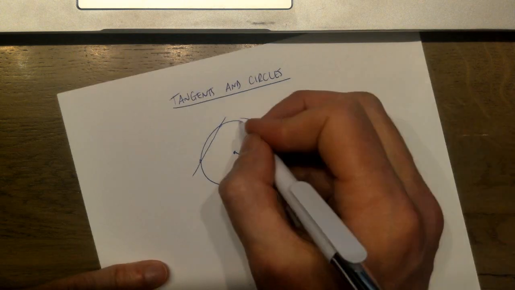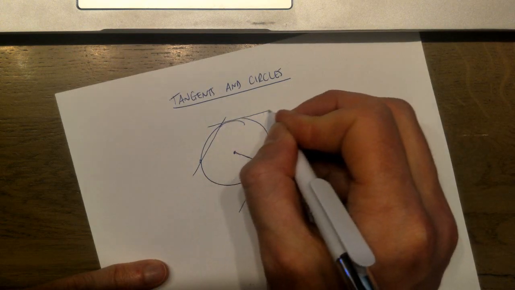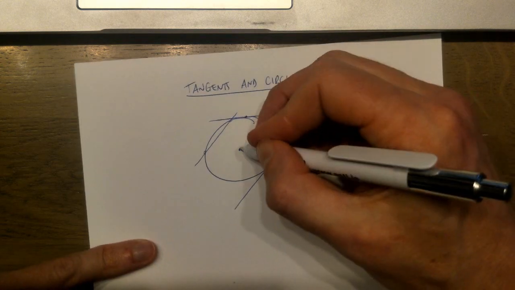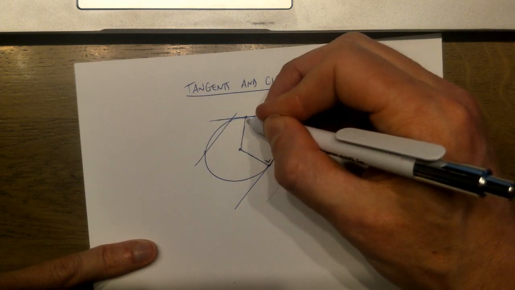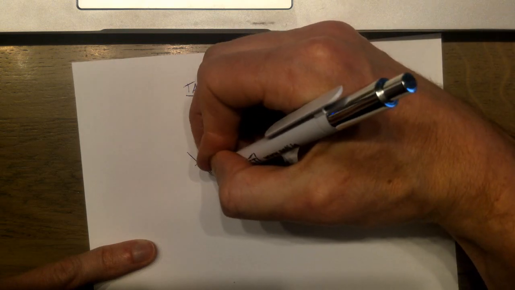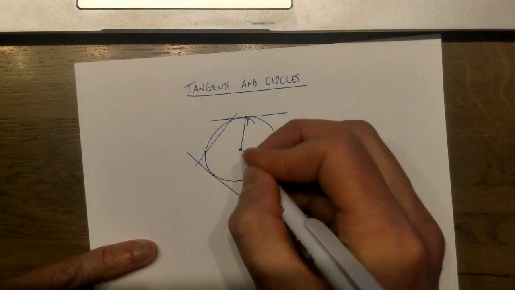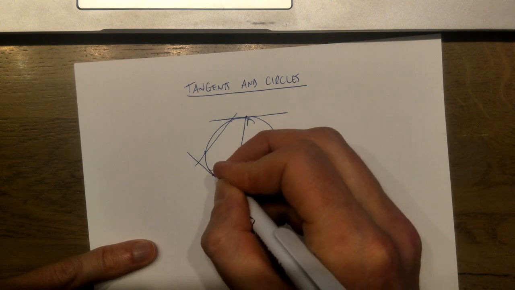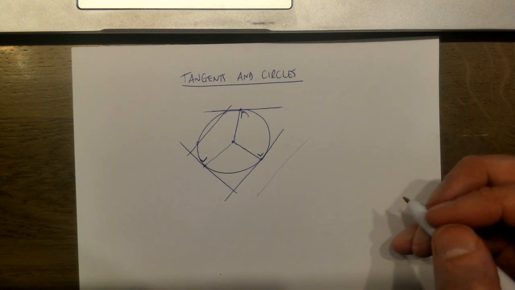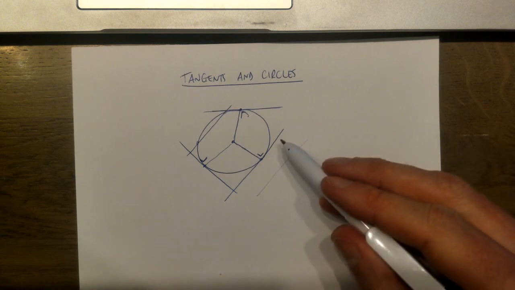So if I drew another tangent up here, that's the point of contact. I drew a line up. Doesn't look like it, but it should be 90 degrees because mine's not a circle. If I drew another tangent here, that's the point of contact. It makes 90 degrees.